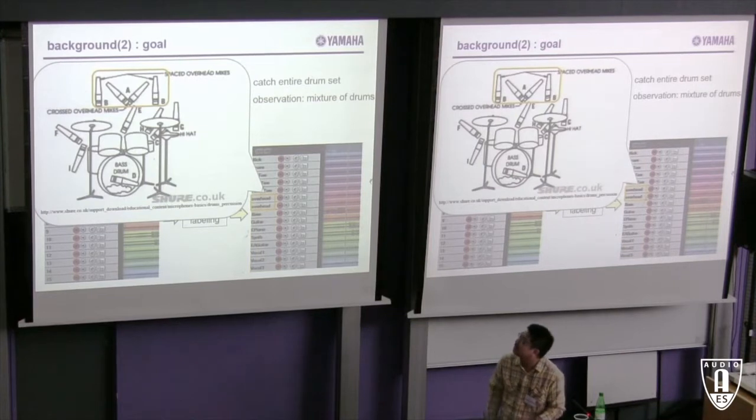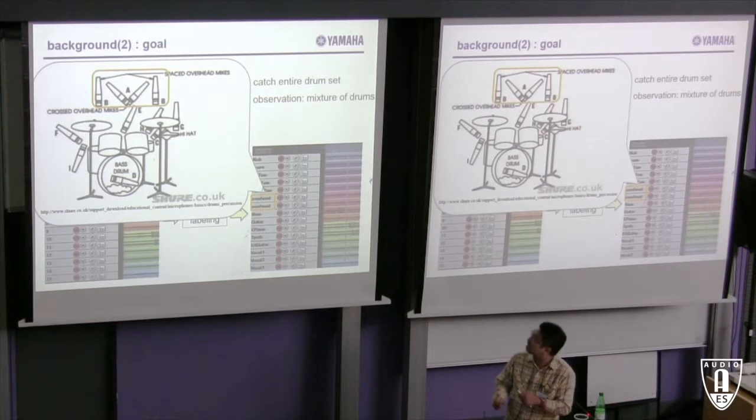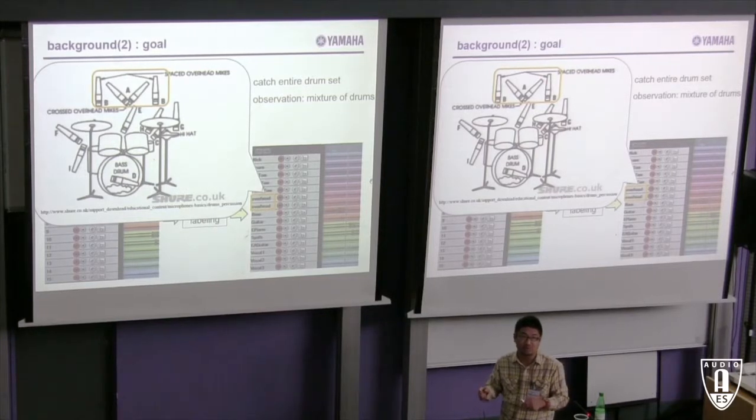overhead. This is a typical microphone arrangement for recording a drum performance. There are some microphones dedicated to specific sources like bass drum or snare drum, but overhead is completely for a different purpose. Overhead catches the entire drum set instead of a specific source. So the observation may be a mixture of drum sounds. In order to identify such overhead tracks, we need a completely different concept from the other tracks.